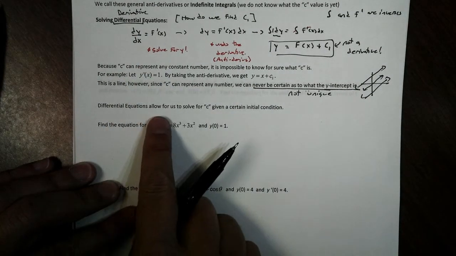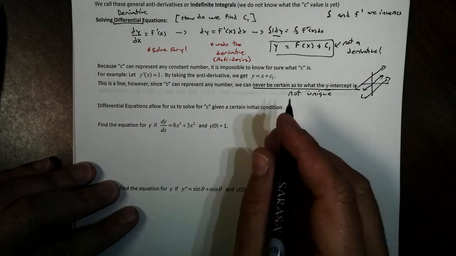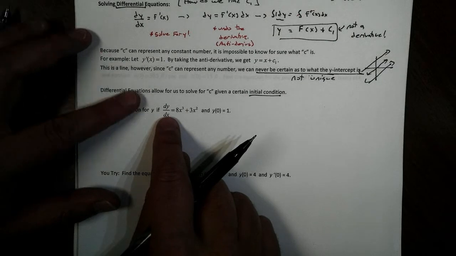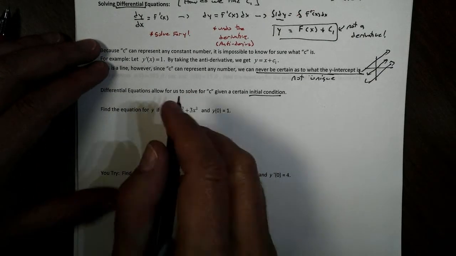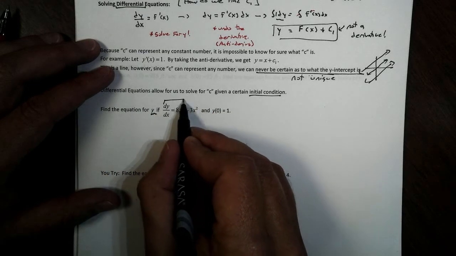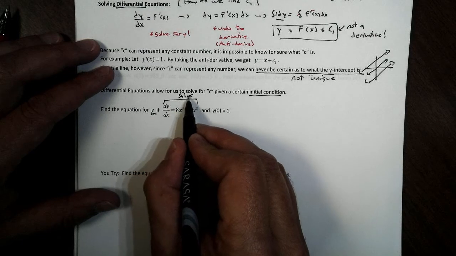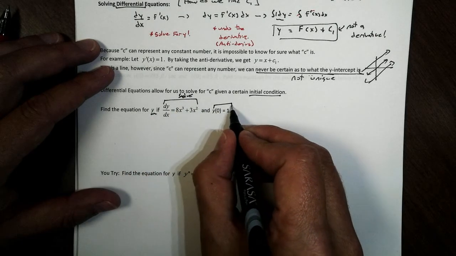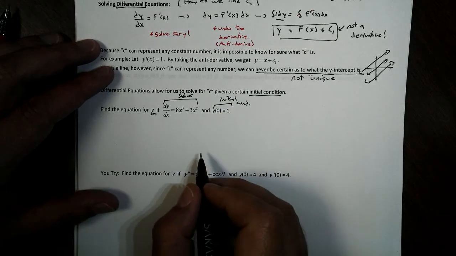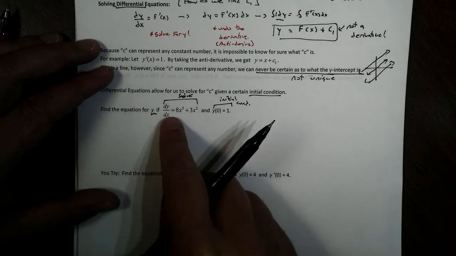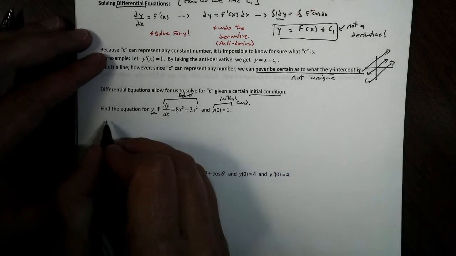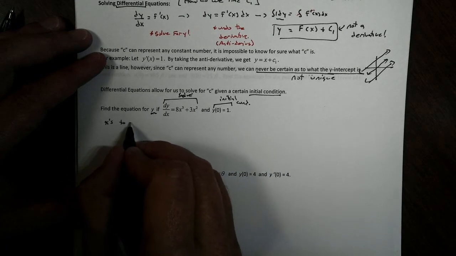Differential equations allow us to solve for C given a certain initial condition. So let's say we're given the following derivative. We want to find the equation for y. So what they're saying to do here is to solve this differential, given y of 0 is 1. So they give us some initial condition. When solving it, the first thing I'm going to do, since I'm solving for y, is bring my x's to one side.